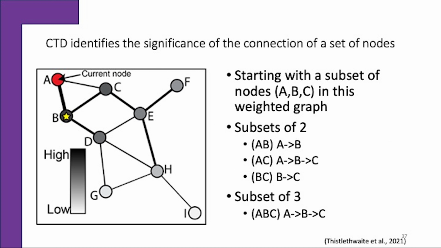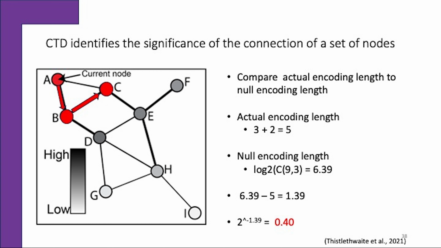So for example, if we're starting with this graph and the set of nodes A, B, and C, we see that there's many ways to get subsets of 2: A to B, A to C through B, and B to C. There's also one subset of the length of 3. If we want to compare the actual versus null encoding length for the subset of length of 3, so A to B to C, we can first calculate the actual encoding length, which would be a combination of how many bits it takes to encode A, in this case 3, and then how many additional bits it'll take to encode the path from A to B and B to C, so 2.